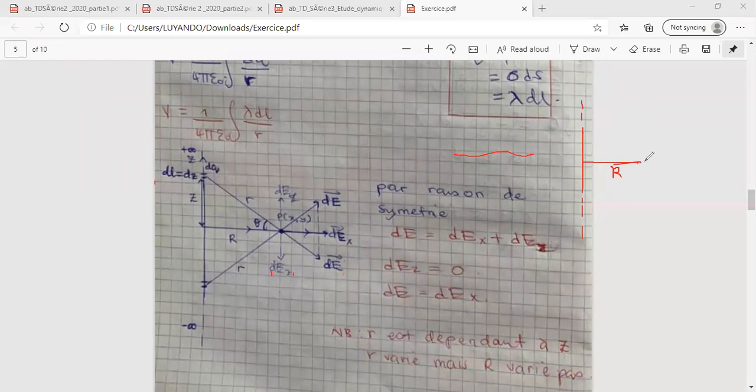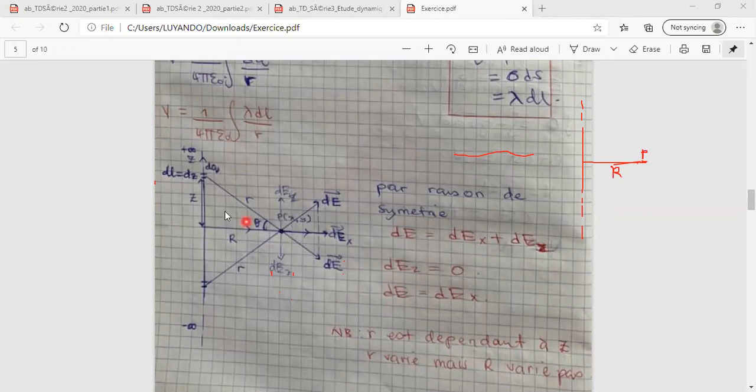Okay, this is my point P here. This is my wire, and this is the r distance from here to this point P, which I've indicated as P, X, Y.